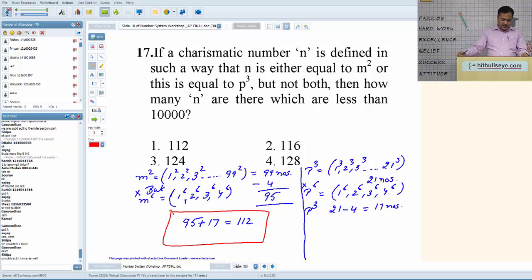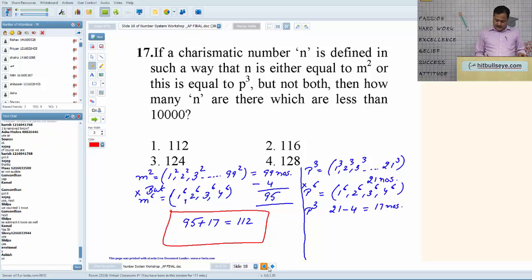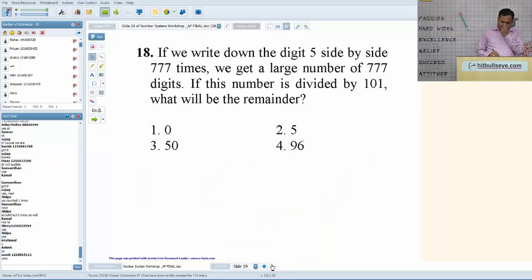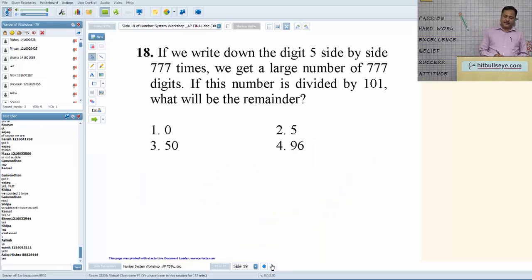Shall we start the next question? So let us move to the next question. If we write down the digit 5 side by side 777 times, we get a large number of 777 digits. If this number is divided by 101, what will be the remainder? And the options are 0, 5, 50 and 96.